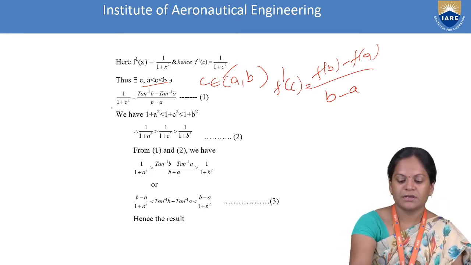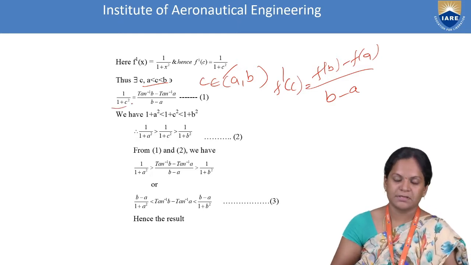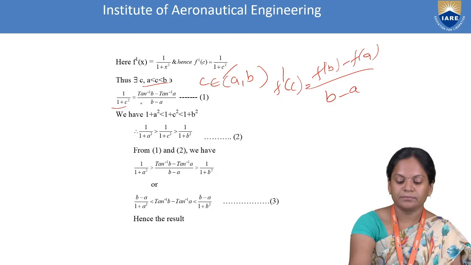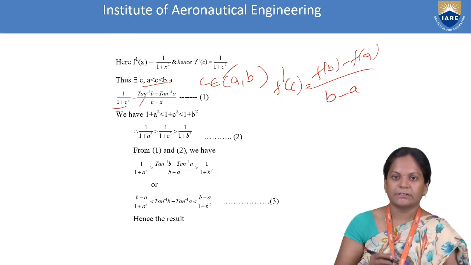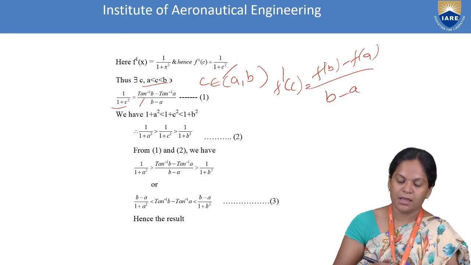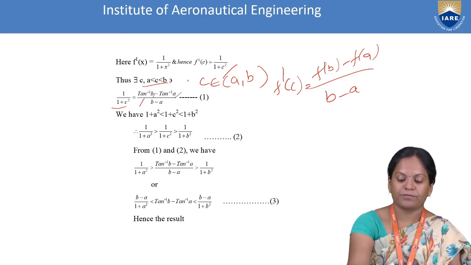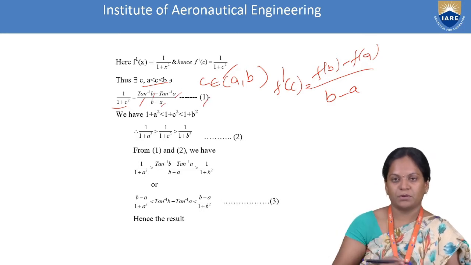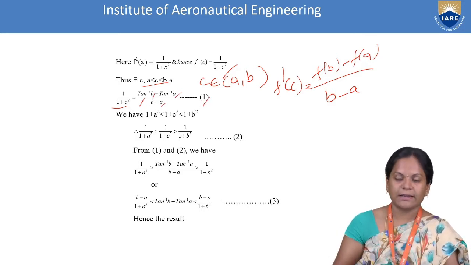So f'(c) on the left hand side is 1/(1 + c²), and on the right hand side, f(b) is tan⁻¹(b) minus tan⁻¹(a), divided by b - a. That is (f(b) - f(a))/(b - a). Take this as equation 1. This we will use later.